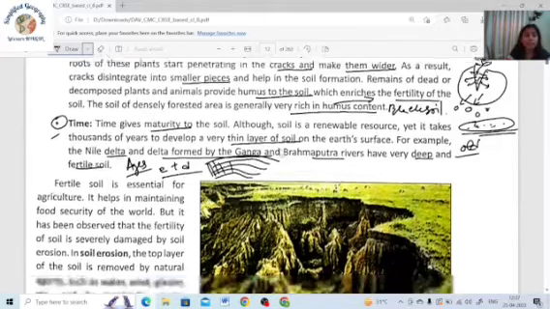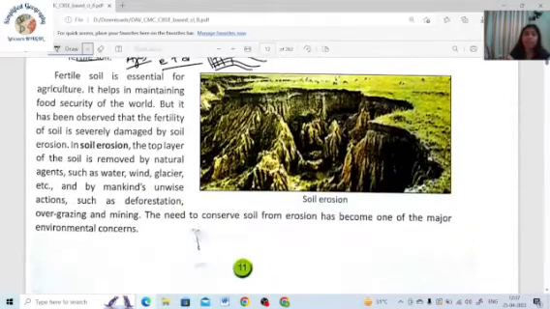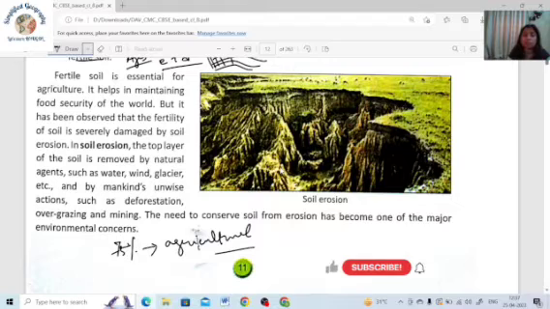Fertile soil is very essential for agriculture, that we know, and in our country more than 75% of people are engaged in agricultural work. So you understand how important the fertility of the soil is. It helps to maintain food security of the world, but it has been observed that the fertility of soil is severely damaged by soil erosion. In soil erosion, the top layer of the soil is removed by natural agents such as water, wind, glacier, etc.